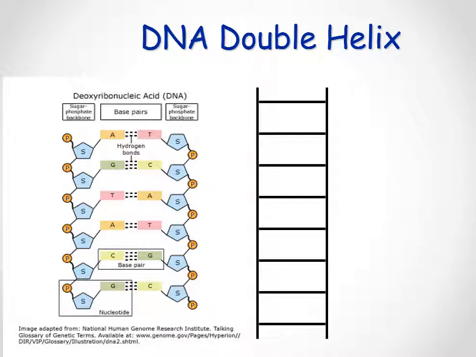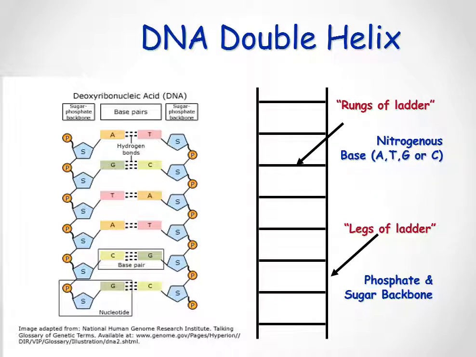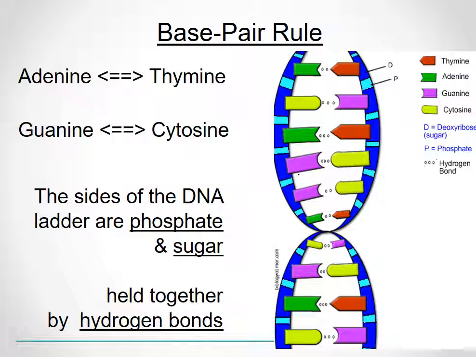So, a double helix. It looks kind of like a ladder, or a straightened ladder. You have the legs of the ladder, which are your phosphate group as well as your sugar backbone. You have the rungs or steps of your ladder, and that's your bases, your A's, T's, G's, and C's.